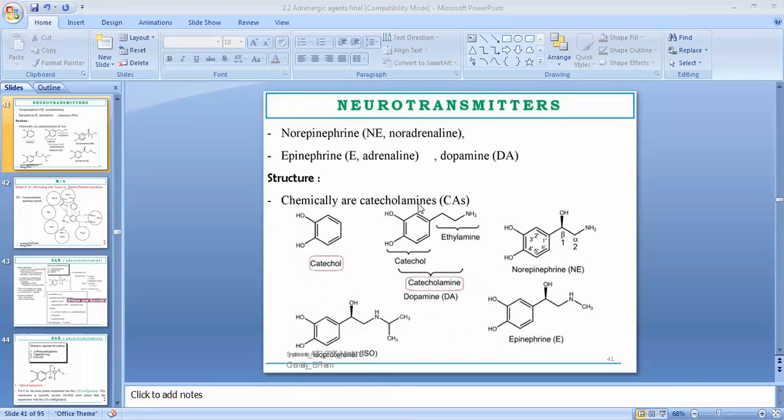Now in yesterday's lecture, we have also seen how they are classified and what are their mechanisms of action, how they are going to show their actions. Now coming to this slide, we have also discussed in detail how the synthesis of these neurotransmitters takes place in our body, as they are going to have a beta phenylethylamine ring.